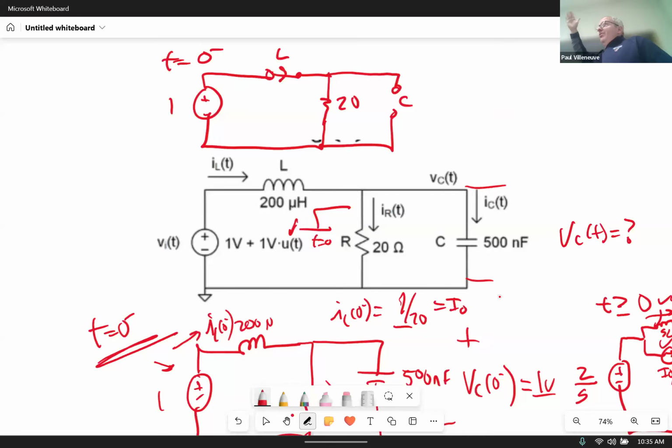So see how this stuff builds? This is why this problem has a lot to it, right? But in reality, the t equals 0 minus circuit is something hopefully you all are pretty comfortable doing, especially if you draw that circuit there. That one kind of screams at you what the initial conditions are.